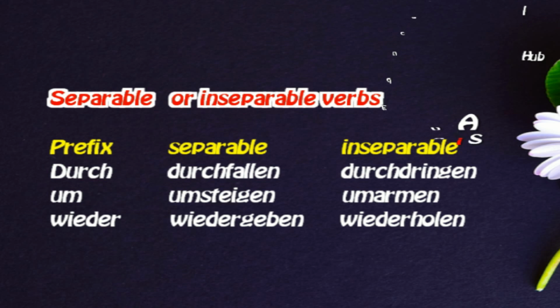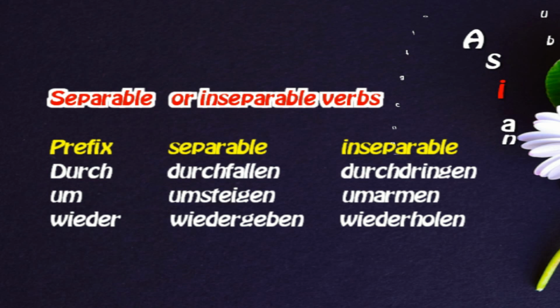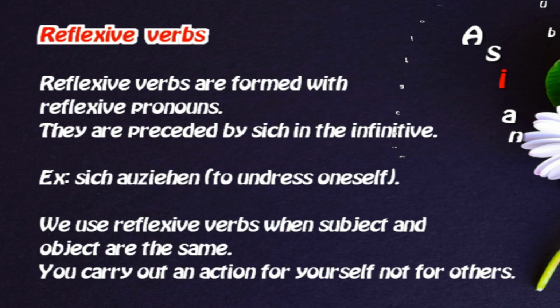Durchfallen and it is durchdringen. Next one is steigen, armen, wieder geben, wiederholen. Now let us see reflexive verbs.